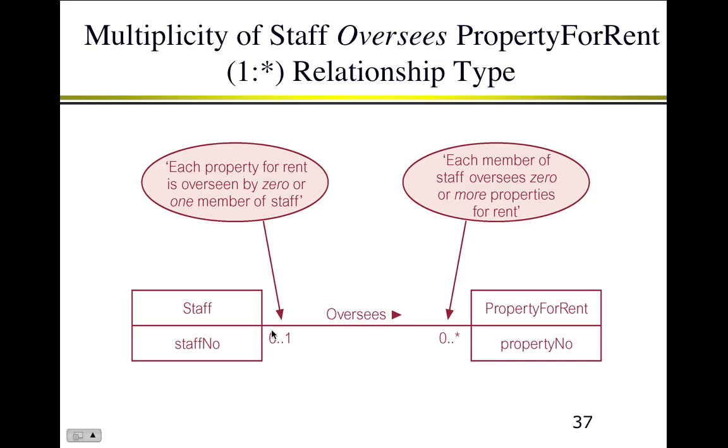So how does this diagram read here? We have each property for rent is overseen by 0 or 1 member of the staff, 0..1, that's related to the staff who's overseeing the properties. Or over here for the property for rent, we have 0..asterisk, which means each member of the staff oversees 0 or more properties for rent. Are we good? That's all you need to know. You got that part, it just gets complicated from this point forward.